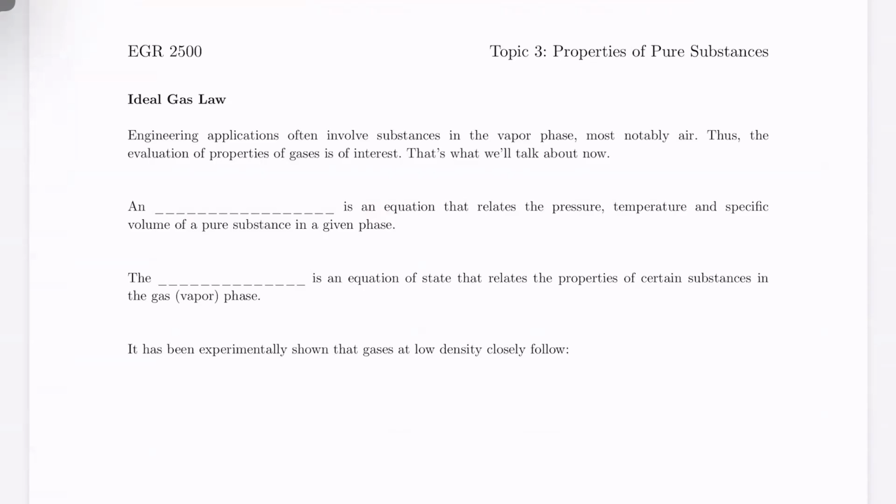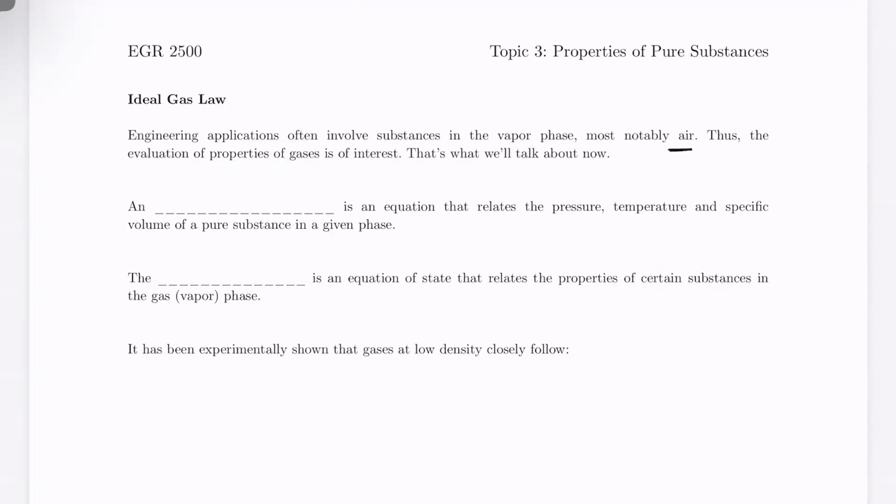To start this off, engineering applications often involve substances in the vapor phase, so in the gas phase. Most notable of these is of course air. It's all around us. So the evaluation of properties of gases is clearly important, and that's what we're going to talk about now.